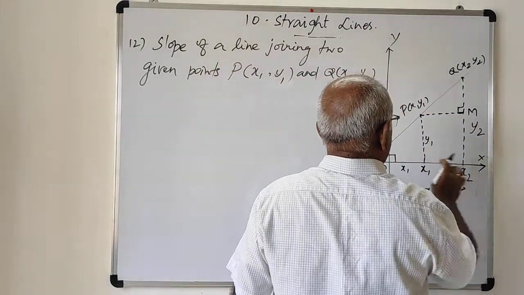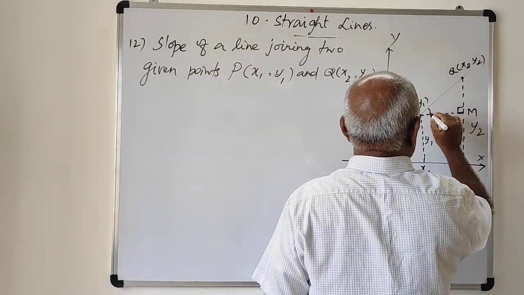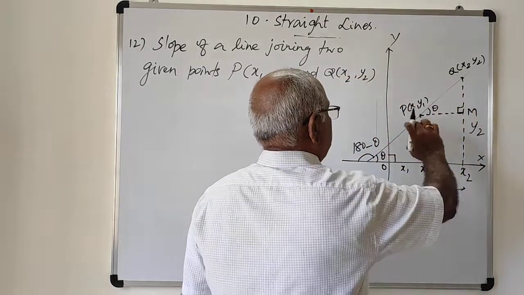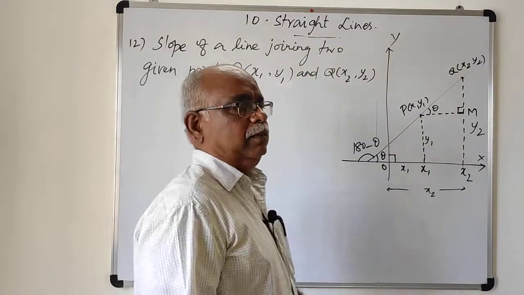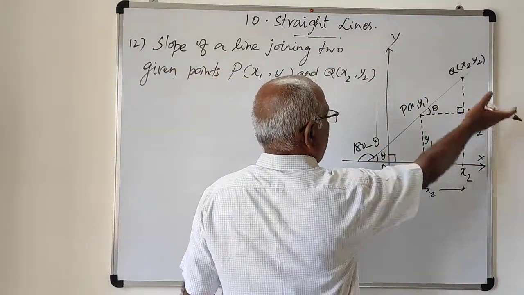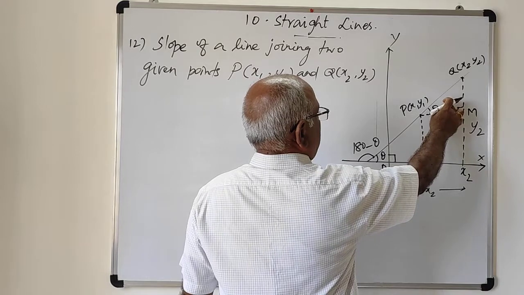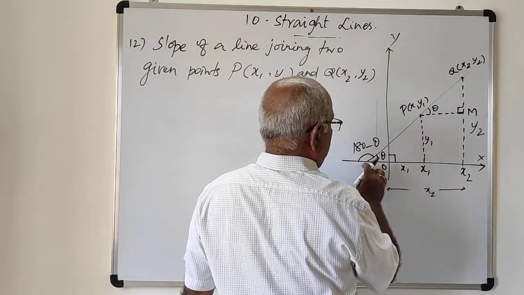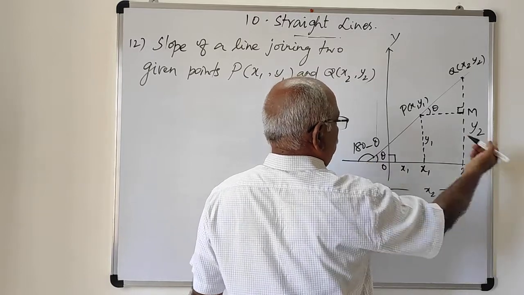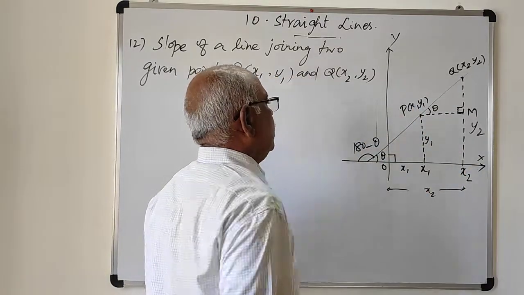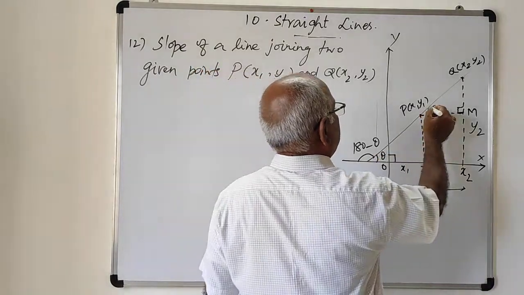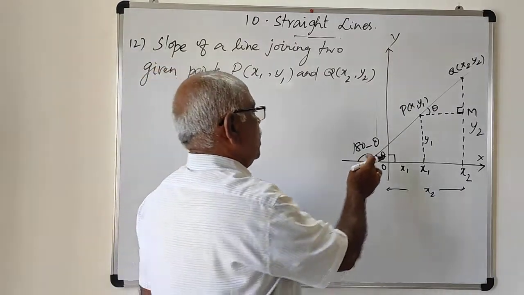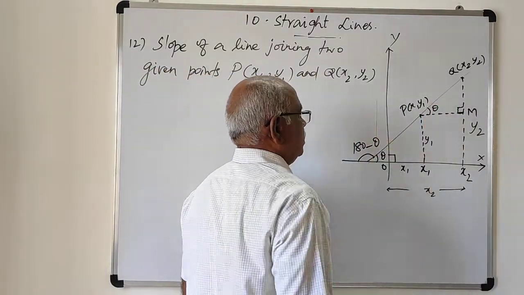The x-axis and PM are parallel, therefore this angle is the same as theta. This is theta and this is also theta because they are the same angle. These two lines, the x-axis and PM, are parallel, and PQ is a transversal. Therefore these two angles are equal.